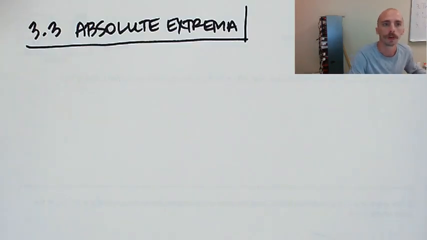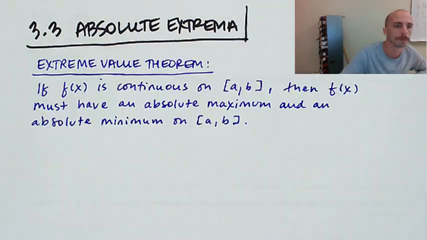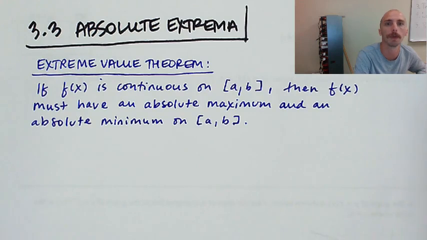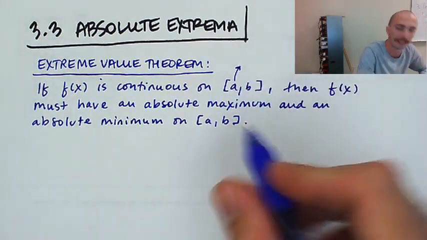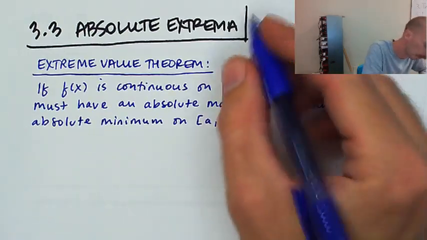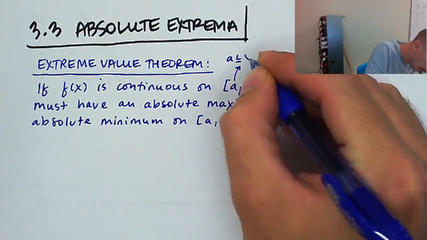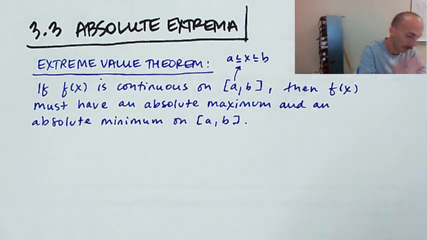All right, so when we talked about absolute extrema, really the big topic of conversation was the extreme value theorem. So let me copy that in real quick. That was that a continuous function on a closed interval must take a maximum and a minimum on that interval. And this would be a closed interval because it includes its endpoints. This is the same as a to b this way, just to remind you.